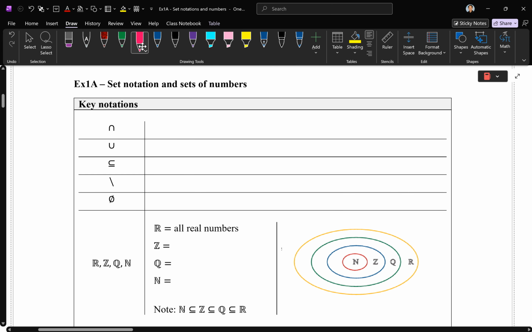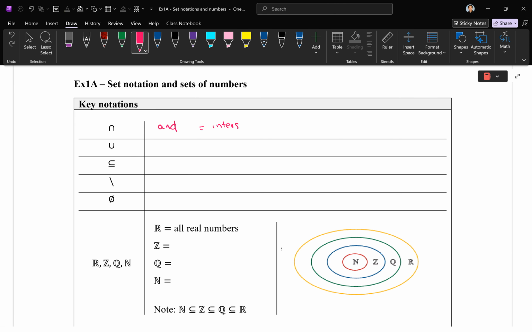Here we go. So, yes, you are right. This means "and". The proper word is intersection, and it means when two shapes overlap. Very good. So group A, group B, they overlap. Whatever that overlap section is, that's what intersection is.